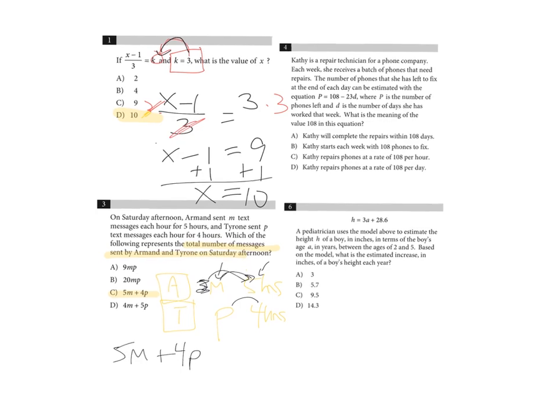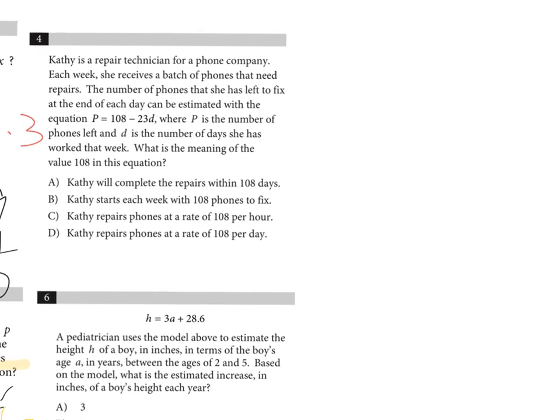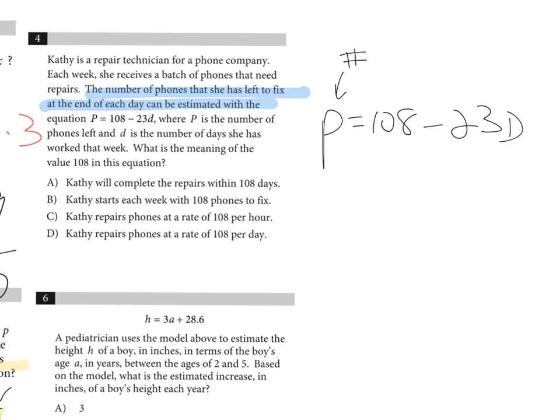Problem number 4. Kathy is a repair technician for a phone company. Each week she receives a batch of phones that need repairs. The number of phones that she has to fix at the end of each day can be approximated by this equation: P equals 108 minus 23D. P stands for the number of phones left, and D is the number of days that she worked this week. What is the value of 108 in that equation? So we want to know what this 108 represents.